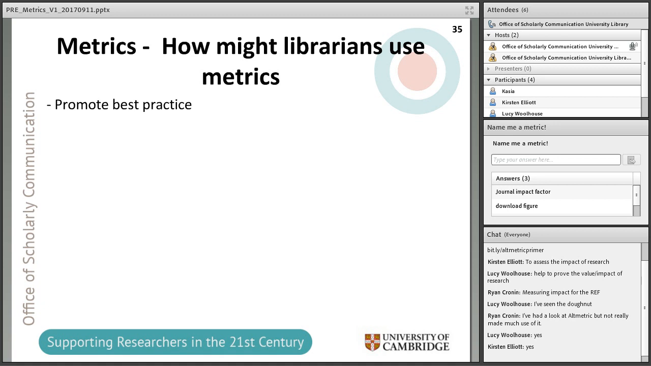So how might you use metrics? Well, you can use it to promote best practice. Especially with open access, I think, you can show that a paper's been made open access and it's got loads of citations. Or you can say, look, when we're talking about this paper, we cite the DOI because we're all into citing things properly, and if we cite the DOI, we get loads of mentions online, that kind of thing.